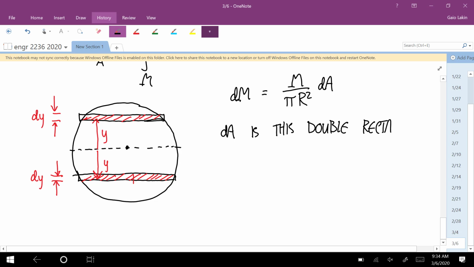Couldn't you just do the single rectangle as your dA and then multiply it too? Yes. Okay, so what's the area of this shape?